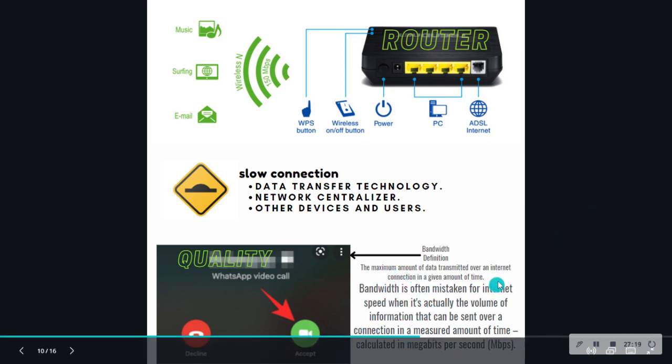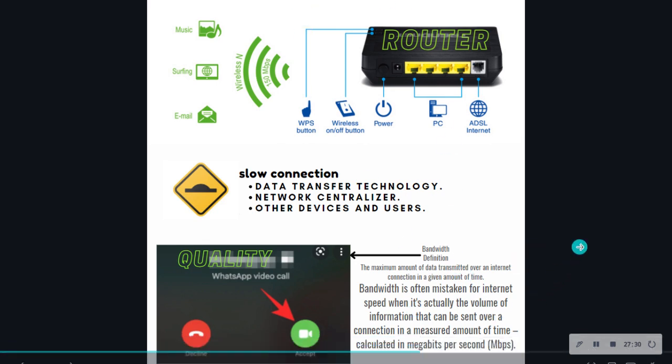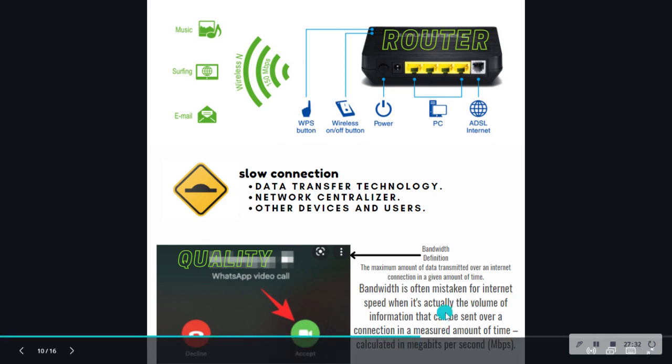People do actually mistake the internet speed a lot with the volume of the information that can be sent over a connection in a measured amount of time. Now, the volume of the information that can be sent over a connection in a measured amount of time is calculated in megabits per second. So it's important that bandwidth should not be mistaken for internet speed. Okay, it's two different things. But we're not going to get too technical now.